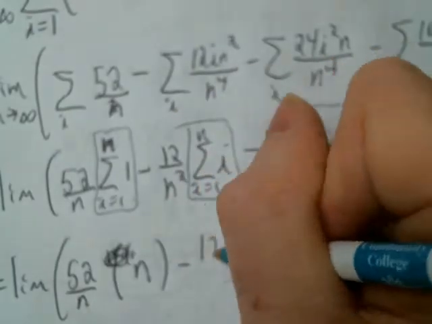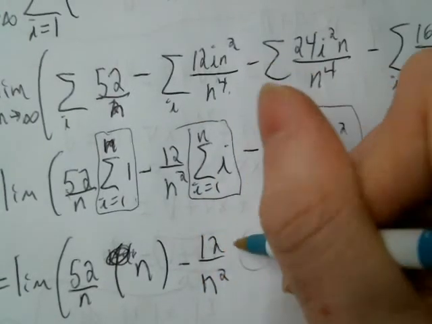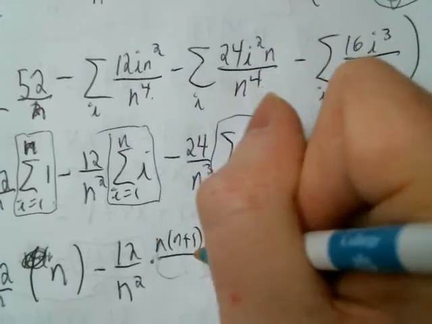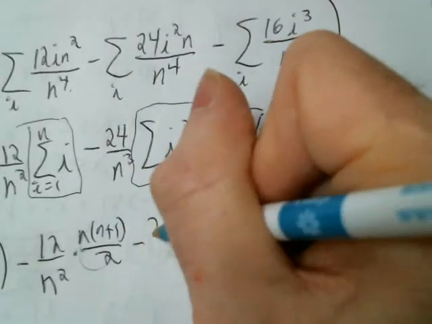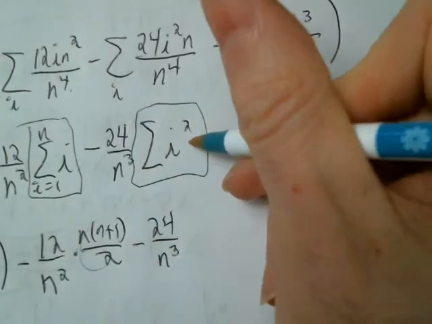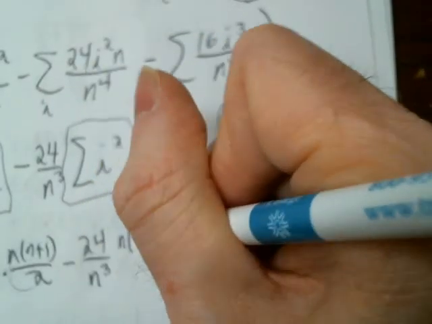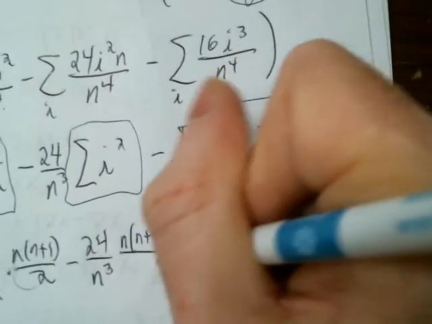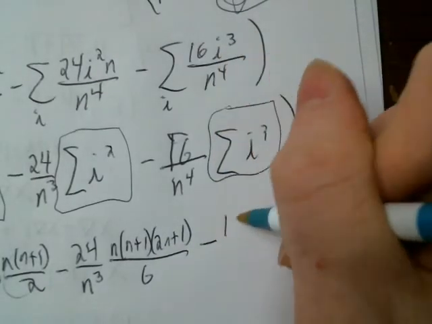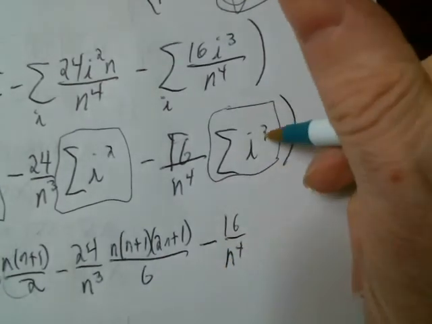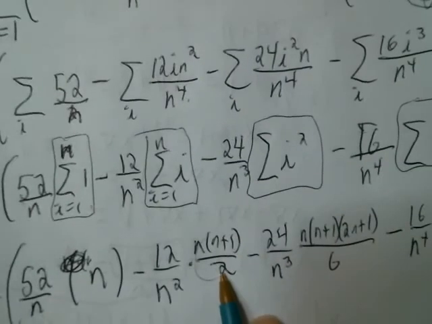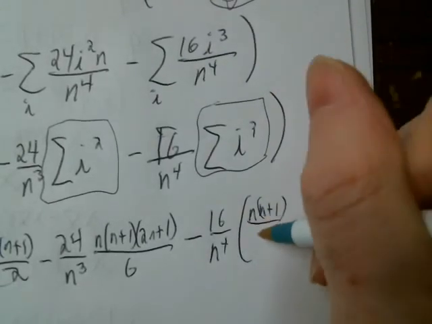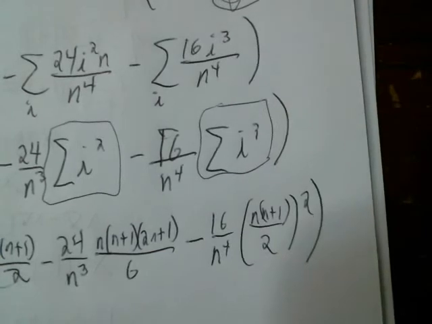Okay. Then minus 12 over n squared times this thing, which is n times n plus 1 all over 2. And then minus 24 over n cubed times this thing, which is the long one, n times n plus 1 times 2n plus 1 over 6. And then minus this thing, 16 over n to the fourth, times this thing, which I remember is basically just this thing squared. Okay, so it'd be n times n plus 1 all over 2, squared.